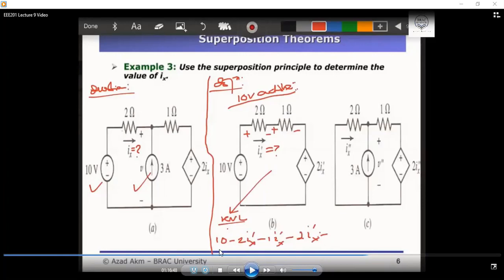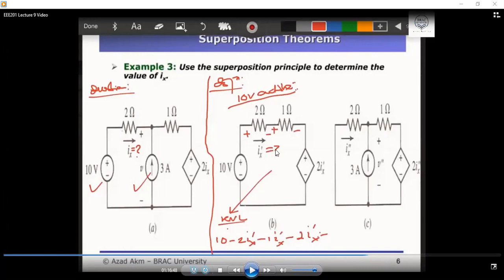Can you tell me what is the answer? Any of you? Sir, 2 ampere. Okay, 2 ampere. How did you find it from this equation? 10 equal to 5 Ix prime. So Ix prime equal to 10 by 5, 2 ampere. Good. Now the second part, Ix double prime determination.